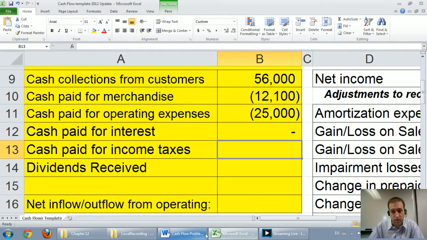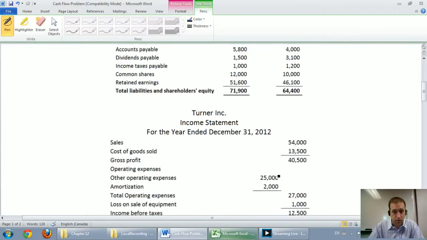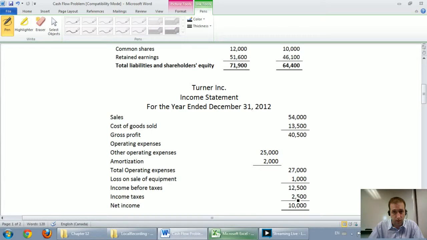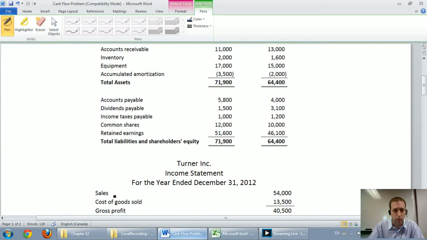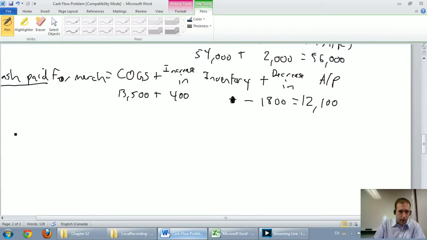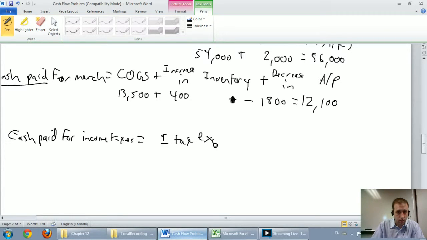Cash paid for income taxes is our next one. I saw income taxes. We have income tax expense of 2,500, and I thought I saw an income taxes payable. Yeah, it was 1,200 last year and 1,000 this year. So let me fill in a formula for that. Oh, there we are. So cash paid for income taxes is income tax expense plus decrease in taxes payable.